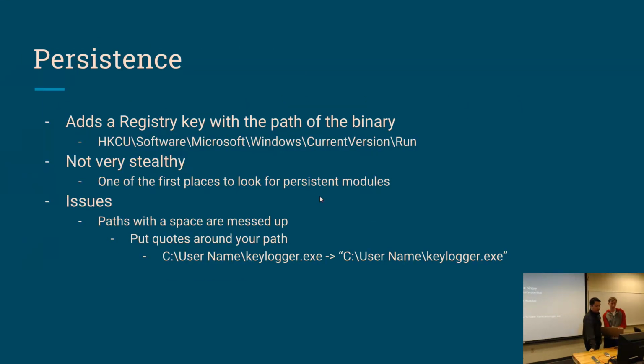And then for persistence, what we did was we added a registry key to this path, which is basically some place in the registry where Windows looks to run executables when users first log in. This is a really not stealthy place to put your persistence mechanism. Basically, that's one of the first places people will check for persistence. Then also, one thing that's really annoying is if file paths have spaces in them, Windows will treat the second part as an argument. So you have to make sure to put quotes around all your file paths.